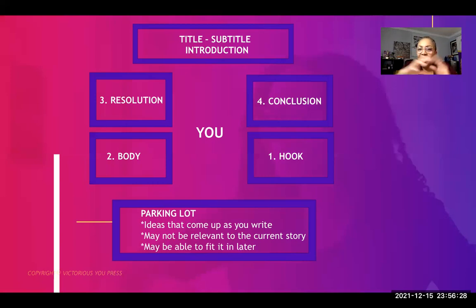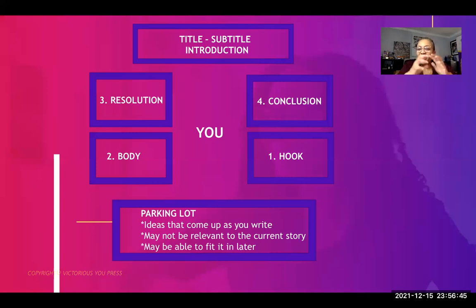Continue writing. And when you are done, go back to your parking lot to see how many things did I park in my parking lot? And is it relevant to the story as a whole? Would it make a difference?